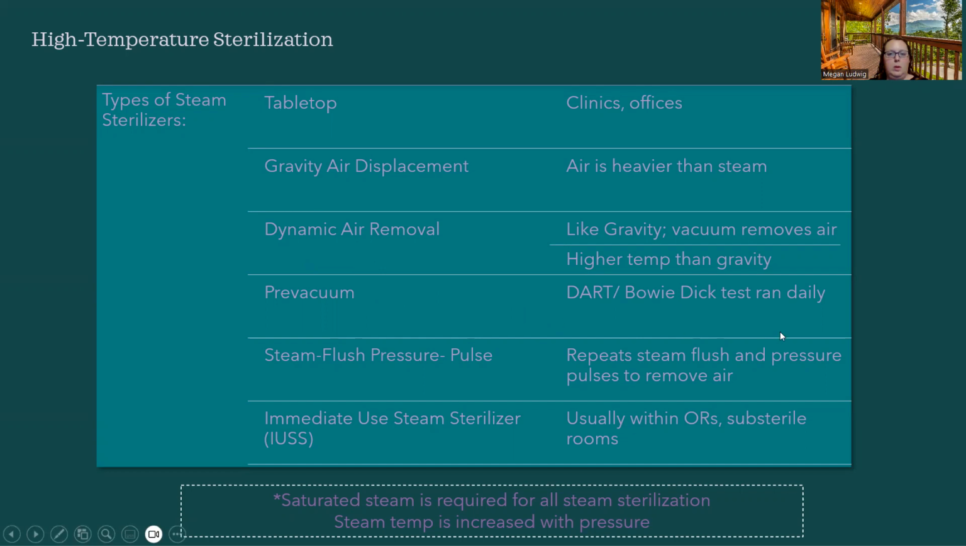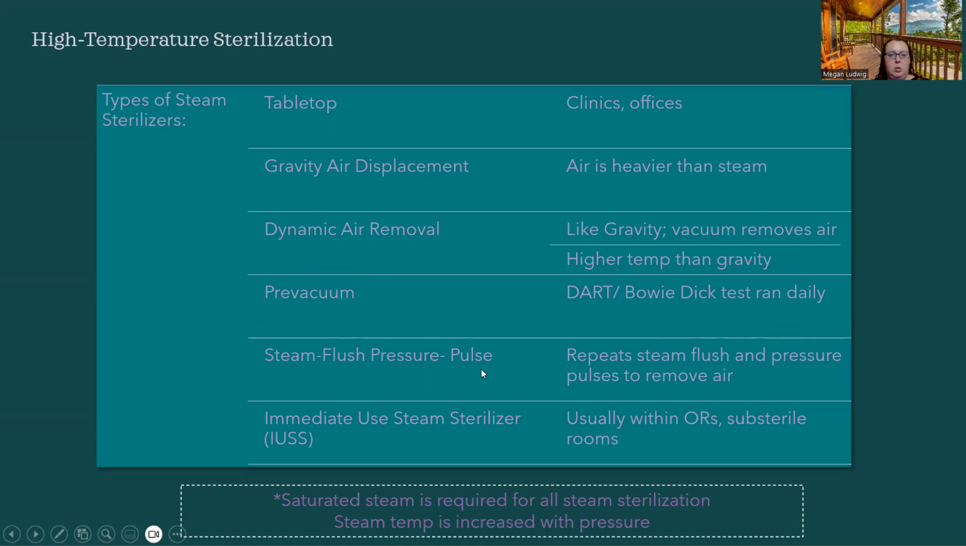Okay, this is one that you have to have that DART test. Remember the daily air removal or dynamic air removal test? A commercial name for that, the DART test, is a Bowie-Dick. That's just a commercial brand name for that test, so don't get that confused. It has to be run daily though on every pre-vacuum.